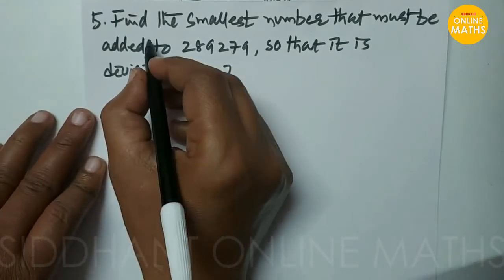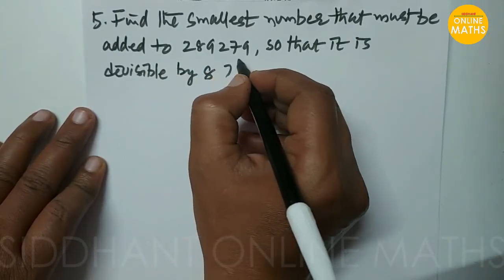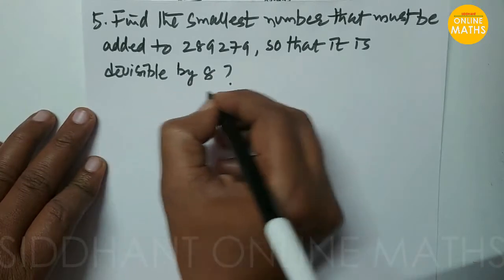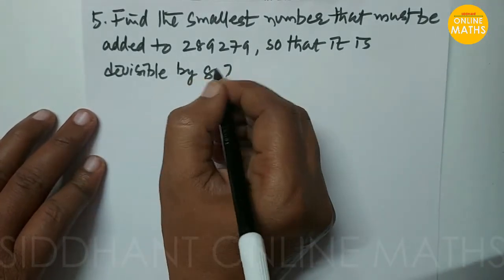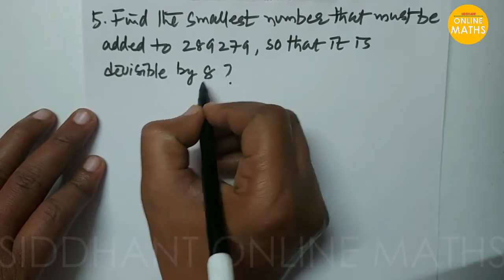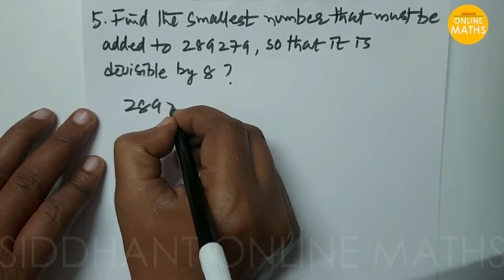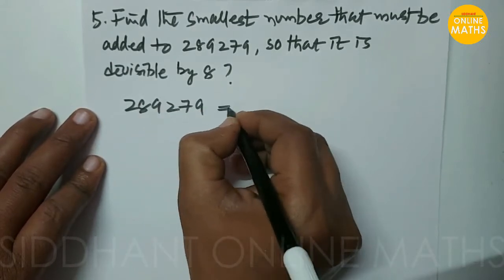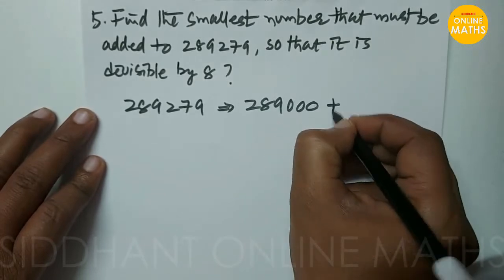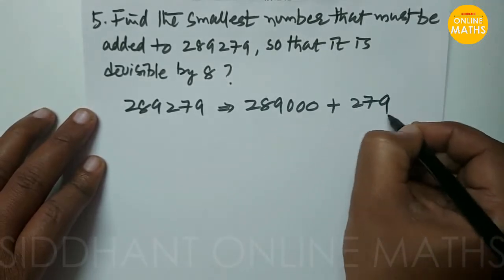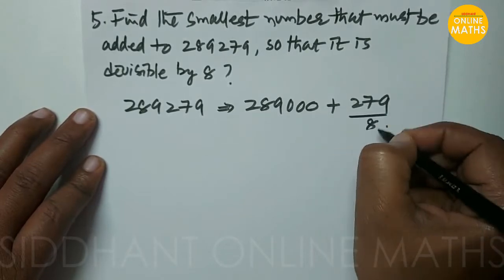Fifth one: find the smallest number that must be added to 289279 so that it is divisible by 8. So here we know that to check whether the number is divisible by 8, we have to check the last 3 digit number here. So 289279 can be written as 289000 plus 279. So this last 3 digit number we are going to check with 8 whether it is divisible by 8 or not.